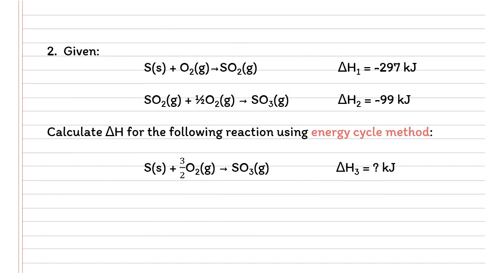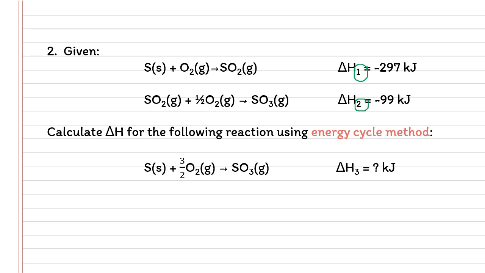For question 2, we were given two thermochemical equations of sulfur reacting with oxygen gas to give sulfur dioxide with delta H negative 297 kilojoule. So we first define this as delta H1. Next, we're given sulfur dioxide reacting with half mole of oxygen gas to give sulfur trioxide with another delta H. So now we're going to define it as delta H2.